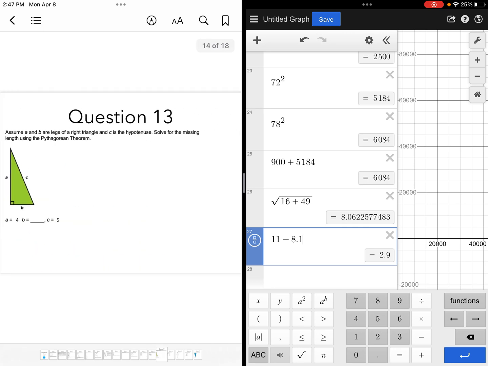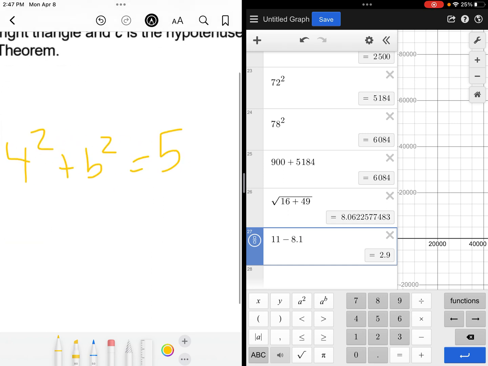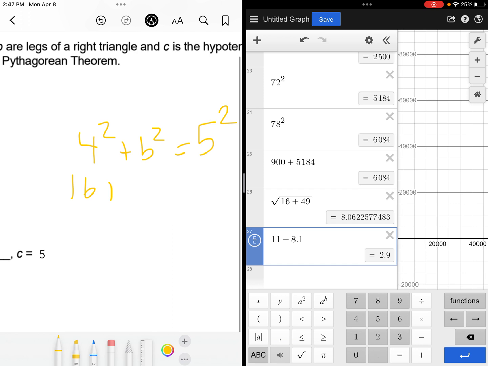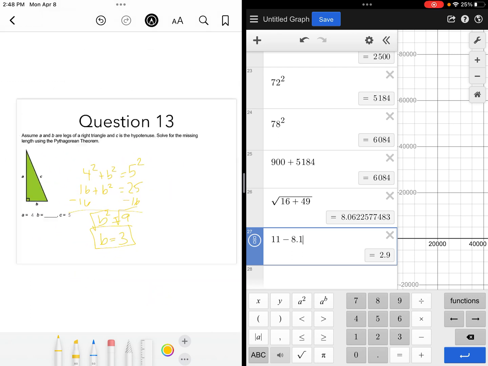Okay, the next one, it says if I've got 4 squared, what's B squared to equal C squared? So I know I've got 4 squared plus B squared equals 5 squared. So that's 16 plus B squared equals 25 minus 16. And I get B squared equals 9. So I'm going to square root both sides. B equals 3.